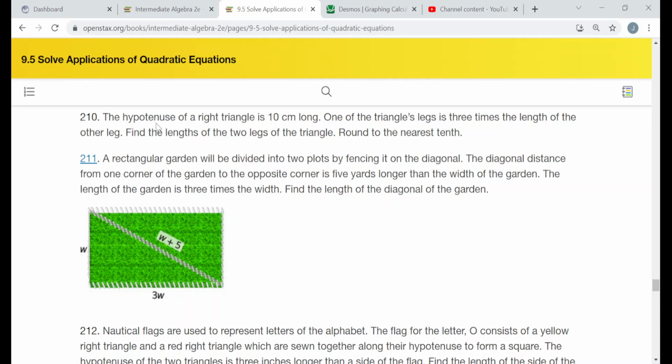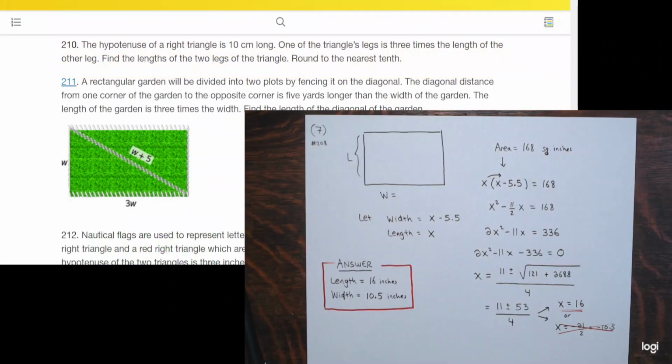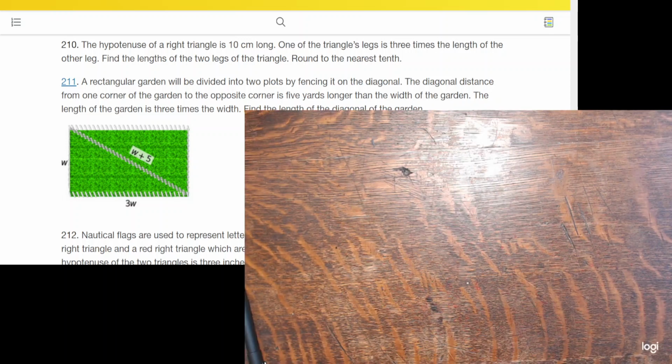I'll draw a picture. Then one of the triangle's legs is 3 times the length of the other leg. Find the lengths of the 2 legs of the triangle, round to the nearest tenth. Okay. So again, I'll pull up a piece of paper here, and you can see number 210.